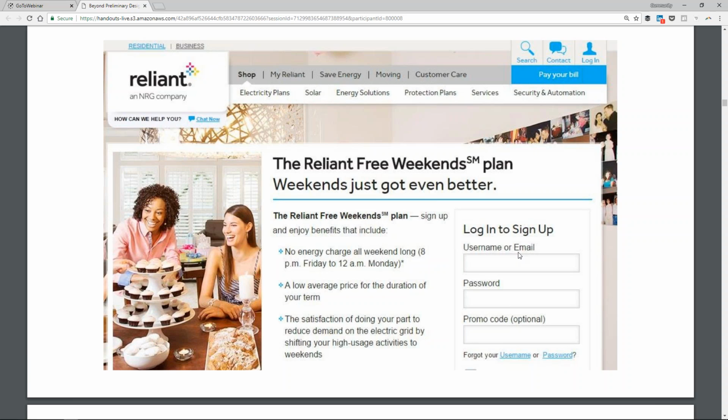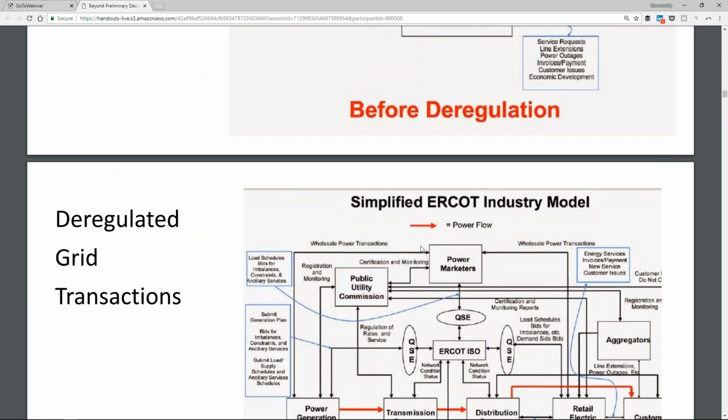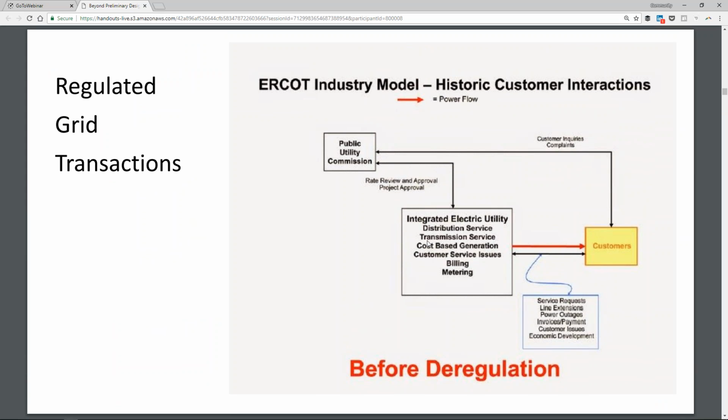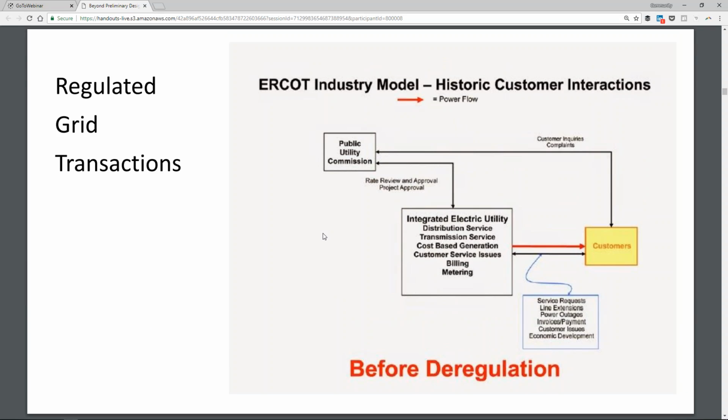And so the reason why we mentioned all that is, whether you're on a regulated grid or a deregulated grid, you may have different levels of flexibility for your project development. So if you're on a regulated grid, it might be as simple as going to the regulated grid monopoly and saying, well, what's your solar program? Because I want to develop a utility scale solar project.